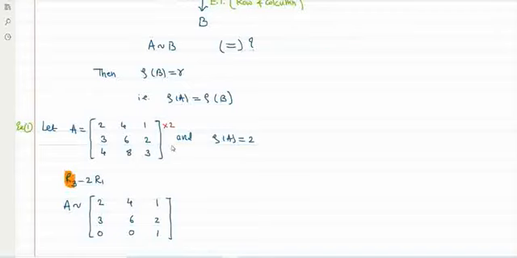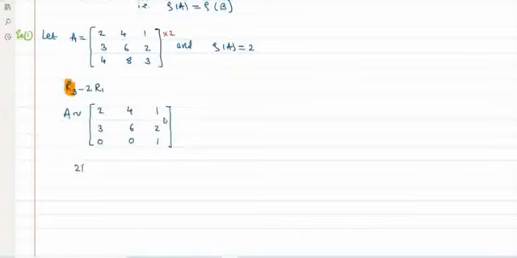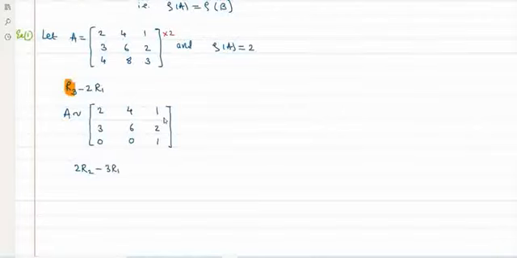Suppose one more elementary transformation I will apply: 2R2 minus 3R1. That means I am multiplying the second row by 2 and the first row by 3 and subtracting. For your understanding, I will do the calculations here. 2R2 is multiplying the second row by 2: 3 2s are 6, 6 2s are 12, 2 2s are 4. Multiply the first row by 3: 3R1 becomes 3 2s are 6, 3 4s are 12. Is it right?